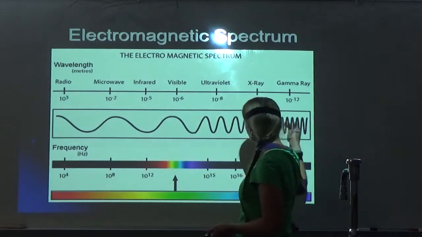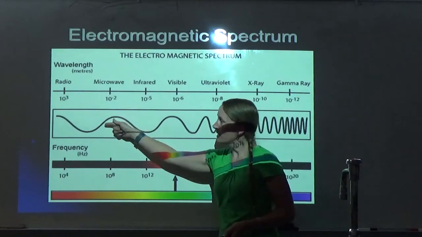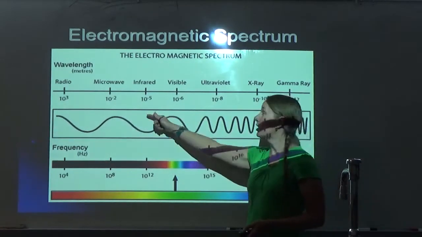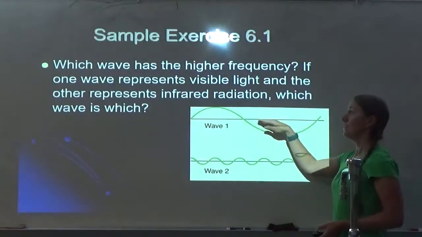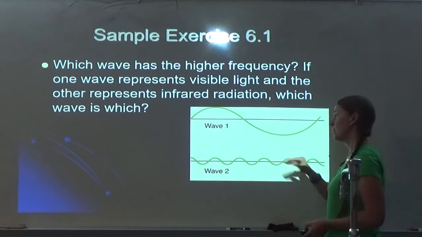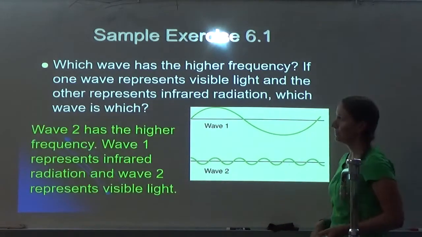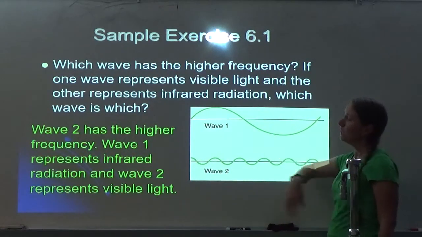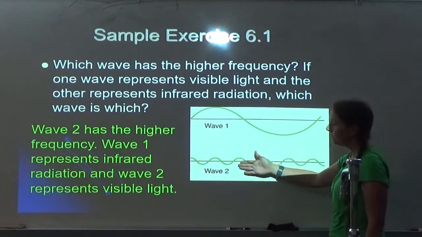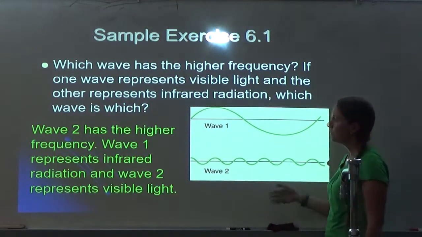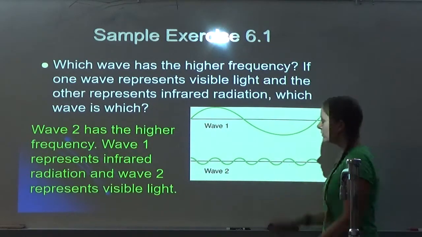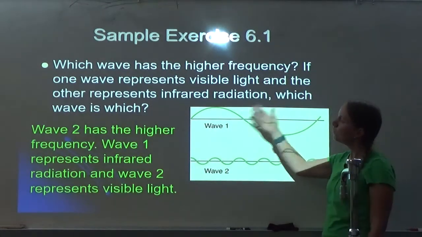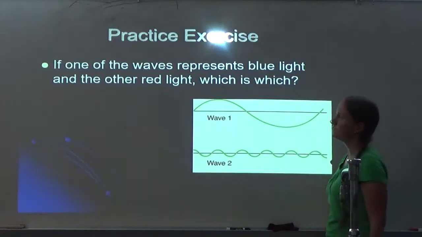So what's wavelength doing as we move this way? It's getting longer. That means infrared will have longer wavelength. So wave 1 would be infrared and wave 2 would be visible. Sorry, I said wave 2 has higher frequency, but I was pointing at 1. Wave 2 has higher frequency because it has shorter wavelength, and then wave 1 is infrared, wave 2 is visible.